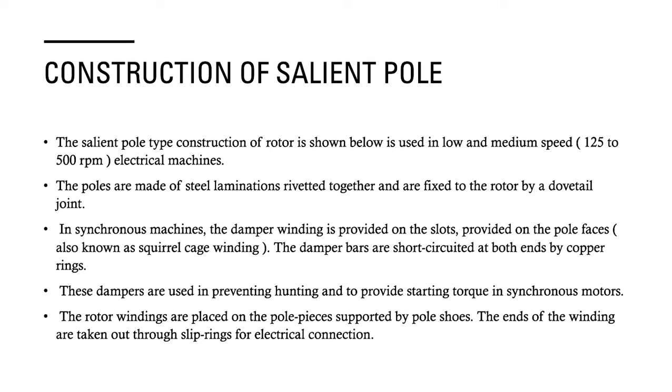The damper winding is provided in slots on the pole faces. The damper bars are short-circuited at both ends by copper rings. The dampers are used in preventing hunting and to provide a starting torque in synchronous motors. So these dampers are used for providing starting torque for the motors to run, and the rotor windings are placed on the pole pieces supported by pole shoes. The ends of the windings are taken out through slip rings for electrical connections.